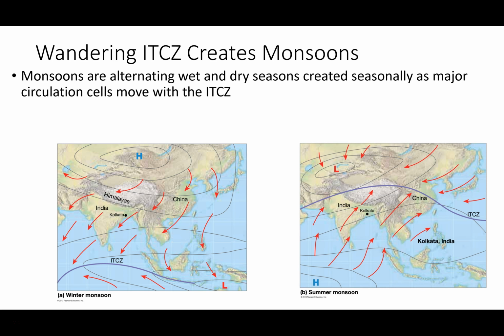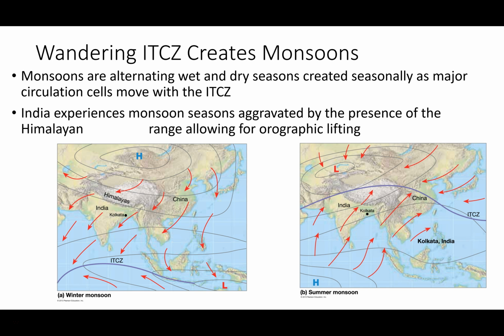Well, 6 months later, you see the intertropical convergence zone is moving up north. So now its prevailing winds have changed, and actually you see, again, orographic lifting from the mountains, but now what it's lifting is not dry air. Now what it's lifting is this moist air from the Indian Ocean, I'm guessing. And so with lifting air, you can get precipitation, so that's why it's so darn wet there. So India experiences monsoon seasons, which is aggravated by the presence of the Himalayan mountains.